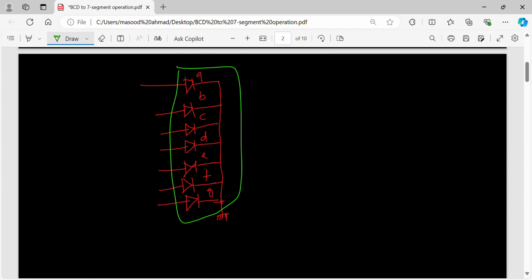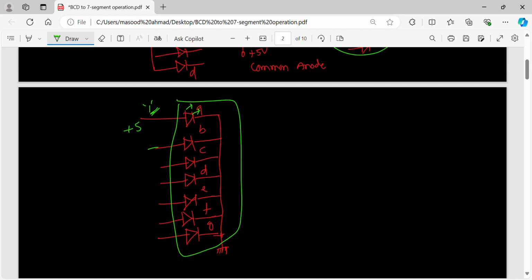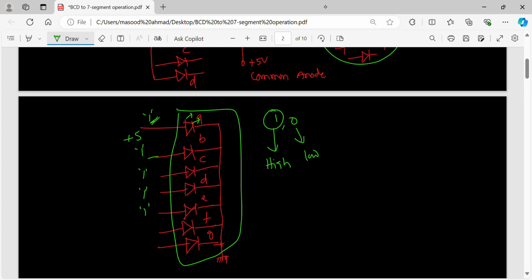Nothing more than that. Now, how it is going to function is, this will glow provided I give logic 1, or supply plus 5 volts, or high. So in binary, what are the inputs we have? 1 and 0, right? 1 is high, and 0 is low. If I give a high input, A will glow. If I give 1 here, B will glow. If I give 1 here, C will glow. If I give 1 here, D will glow. If I give 1 here, E will glow.